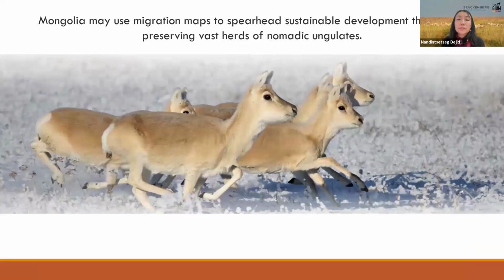So we hope that the Mongolian government will use those maps and also this online interactive system to make a better plan to save this species and also spearhead sustainable development that allows preserving this vast landscape with the large herds of nomadic ungulates in the steppe ecosystem. With that, thanks very much.